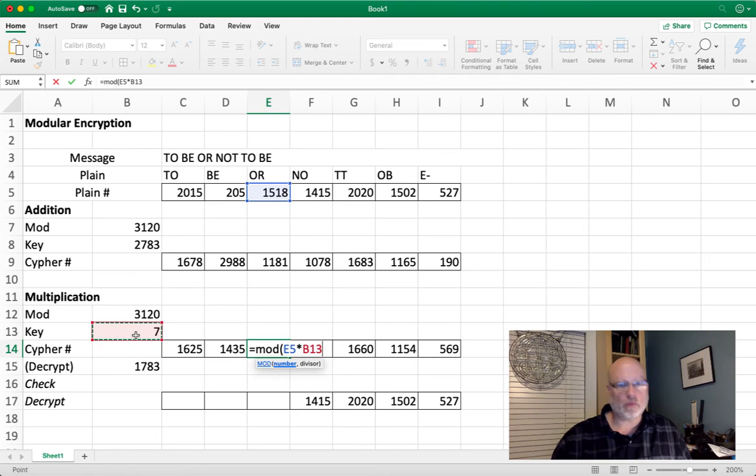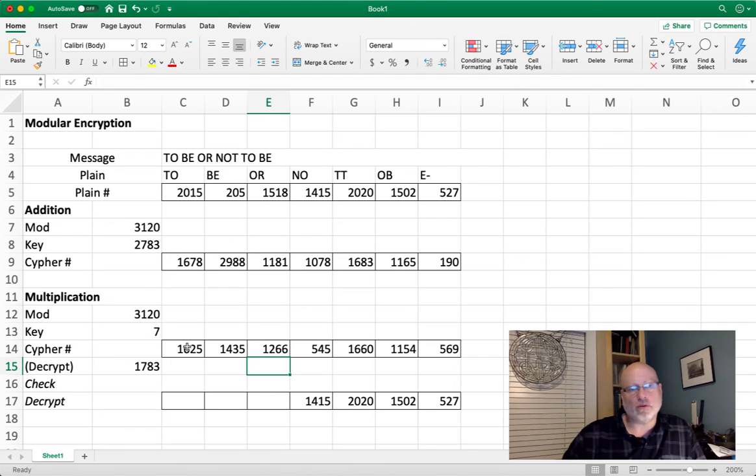So then I go ahead and multiply by 7, mod 3120, and there's all of our numbers. These numbers are now based on multiplication using the modulus. So what we did is we took each of these numbers up here, multiplied them by 7, and then calculated what their answer would be in mod 3120.